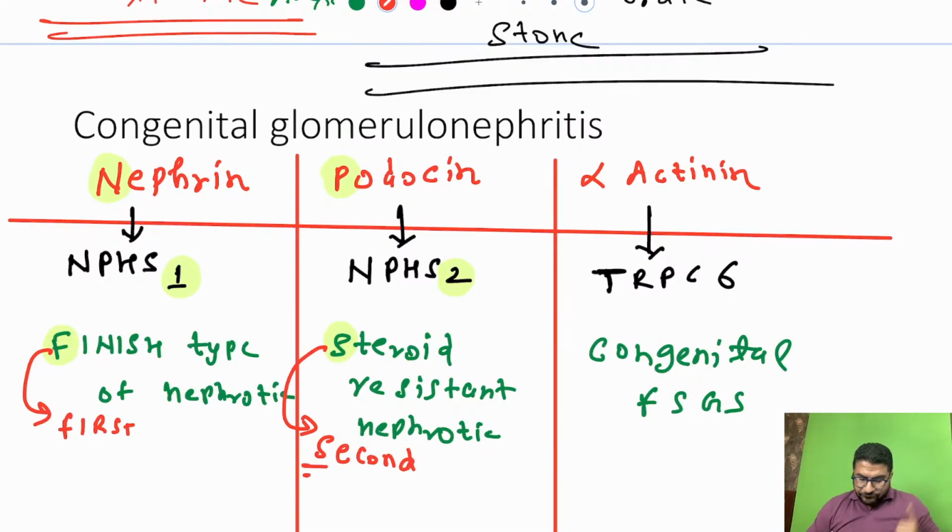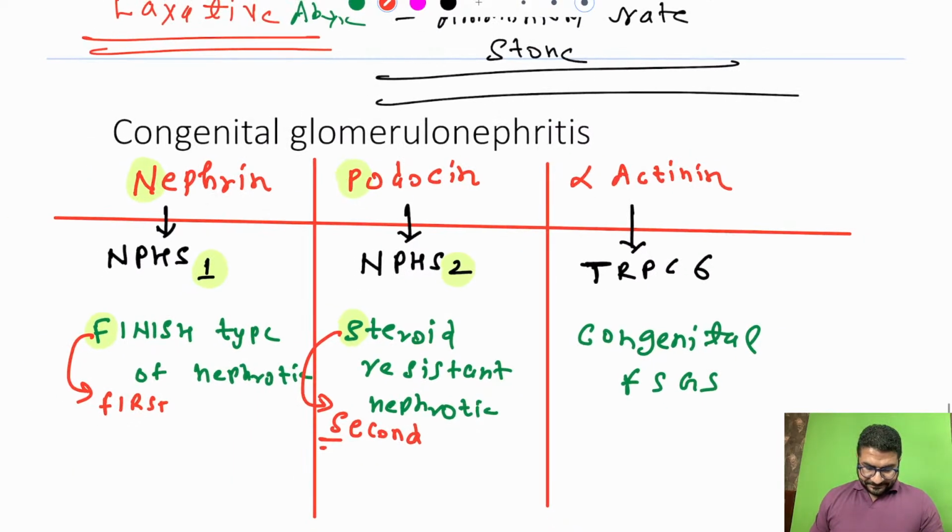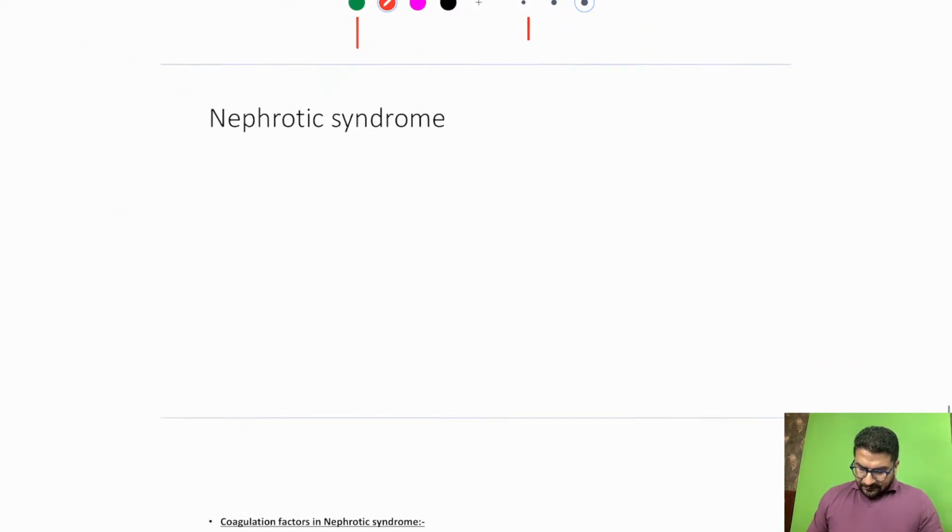So NPHS1 is nephrin, NPHS2 is podocin, right? And remember this: NPHS1 means nephrin, NPHS2 is podocin. NPHS1 mutation gives the Finnish type, NPHS2 mutation gives steroid resistance. So these are the things you have to remember about glomerular disease. Done.